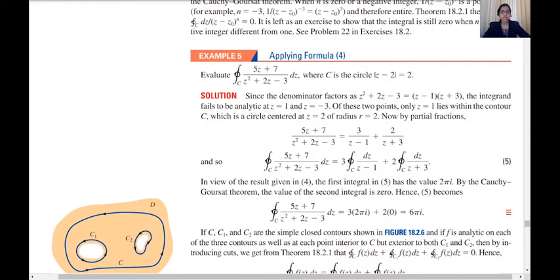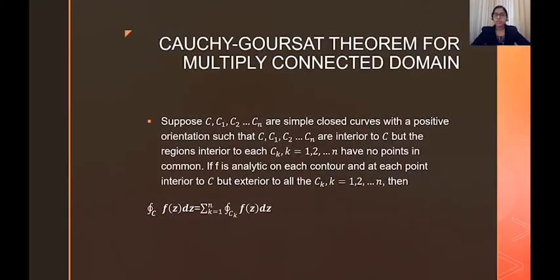With this concept in mind, we shall move on to the portion of the Cauchy-Goursat theorem which is applicable for multiply connected domains. Let's see the statement. Suppose C, C1, C2, up to Cn are simple closed curves with positive orientation such that C1, C2, up to Cn are interior to C, but the regions interior to each Ck have no points in common. That is, they are completely isolated, separate, lying in different positions. They won't have any common points.